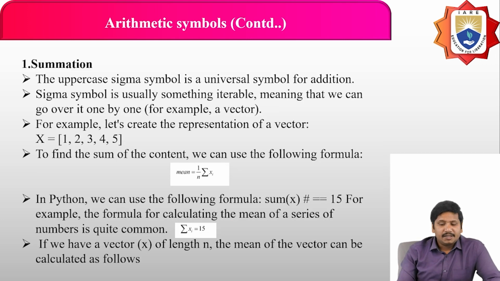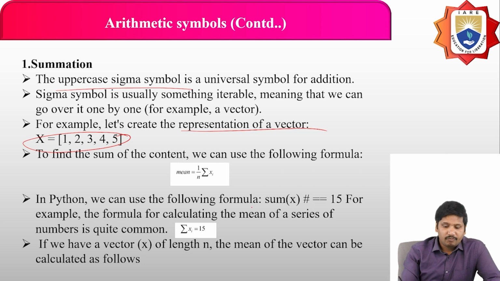And the next one is arithmetic symbols. So what are the various arithmetic symbols we have? For that, summation, that means the uppercase sigma symbol, is the universal symbol for addition. For example, if I create a representation of a vector, x is equal to 1, 2, 3, 4, 5. In order to find the sum of the content, we are going to use the following formula.